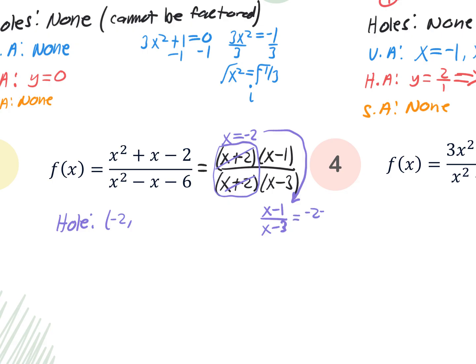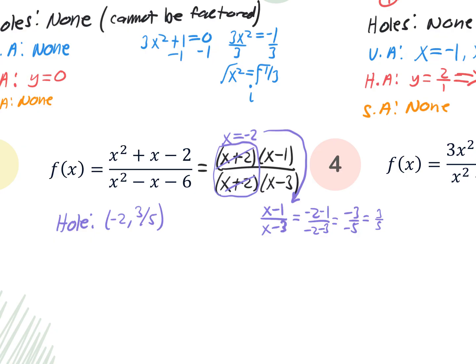So we end up with a negative 2 minus 1 over negative 2 minus 3. And that's going to get us a negative 3 over negative 5, which is a positive 3 over 5. So I get negative 2 comma 3/5 as the hole.